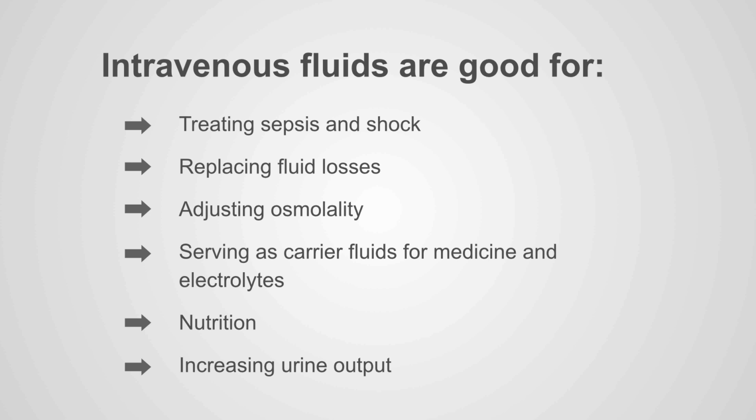They're the primary means by which we adjust osmolality in the body. They serve as carrier fluids for medicine and electrolytes. They can provide nutrition, and they can be used to just increase the urine output to prevent the acute renal failure that we see with tumor lysis syndrome, or rhabdomyolysis, or contrast nephropathy.